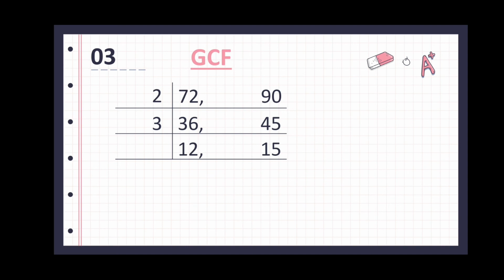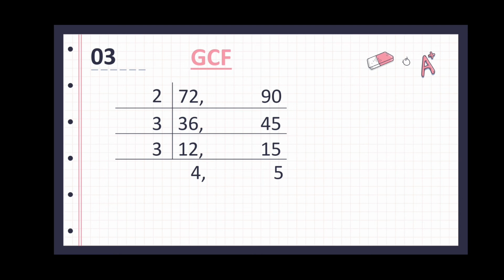Okay, so may common factor pa ba ang 12 at 15? Yes, and that number is 3 pa rin. So let's divide them by 3. We have 4 and 5. So ang 4 at 5 ay 1 na lang ang common factor. So ibig sabihin, stop na tayo ng pag-divide.